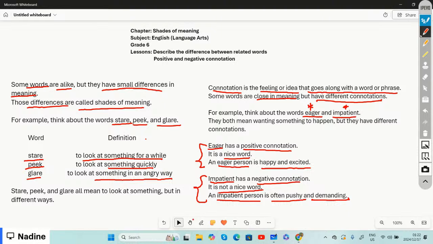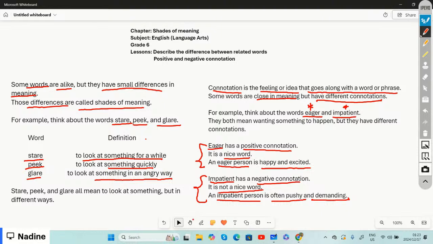Because remember, if somebody gives you a gift or is about to give you a gift, right? Then, of course, we need to be patient. Be an eager person. Be excited. Be happy. I don't know what the gift is going to be, but I know I'm going to love the gift. But if you're an impatient person, then you're pushy, like, when am I going to get it? I want it now. You're demanding. That is usually the attitude of impatient people.